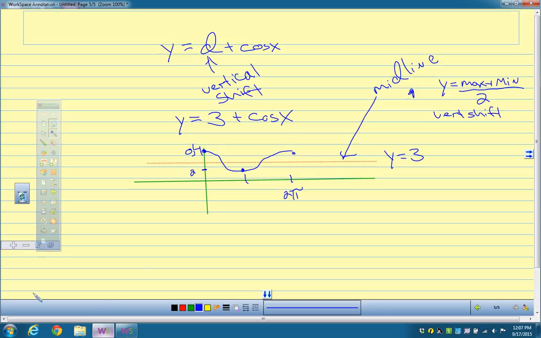Yes, ma'am? What would it be if it was like 3 times cosine x? We're getting to that. So that's a good question. If I put a 3 in front of here, instead of starting at 0.4, it would start 3 units above that, so it would start at 6, right, because it's stretching. And then it would go down to 3 below 3, so it would go down to 0, and then it would go back up to 6.